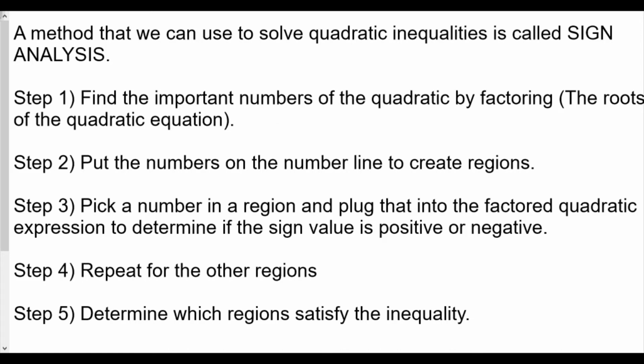This method we use to solve quadratic inequalities is called sign analysis. Our first step, find the important numbers of the quadratic by factoring; in this case, find the roots of the quadratic equation. Step 2, put the numbers on a number line to create regions. Step 3, pick a number in a region and plug that into the factored quadratic expression, and determine if the sign value is positive or negative. Step 4, repeat for the other regions. And step 5, determine which regions satisfy the inequality. Now I know in this case these steps don't make sense until we actually try this out. So let's go back to question number 3 and we'll see if this works out.